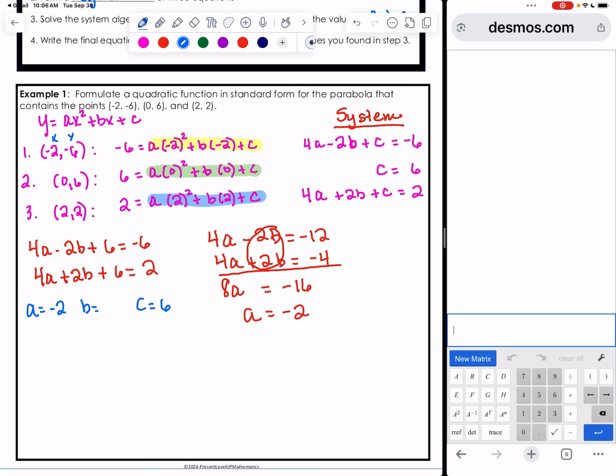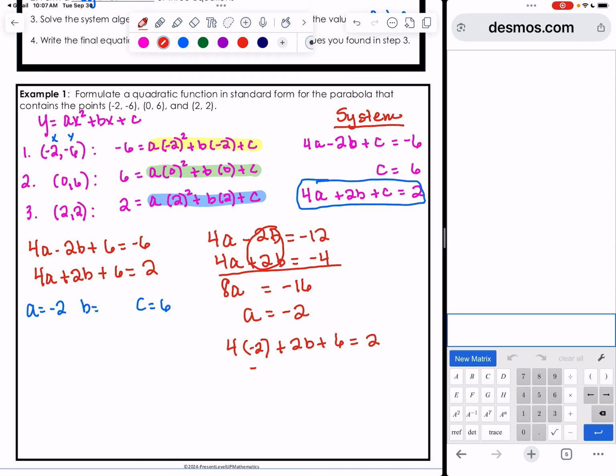So all we have to do now is find the value of b. To do that, I'm going to plug it into one of my equations. Let's plug it into this equation here because there's no negatives. Let me grab a different color here. I'm going to take that equation, and instead of 4a, I know that a is negative 2. So 4 times negative 2 plus 2b. Instead of c, I'm going to put a 6, and that's equal to 2.